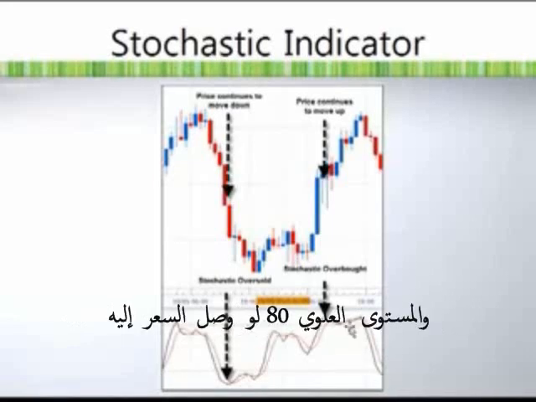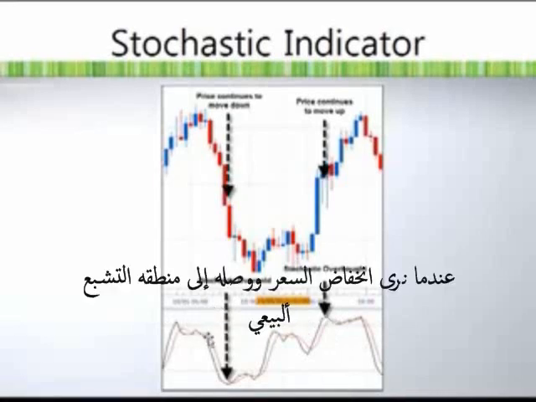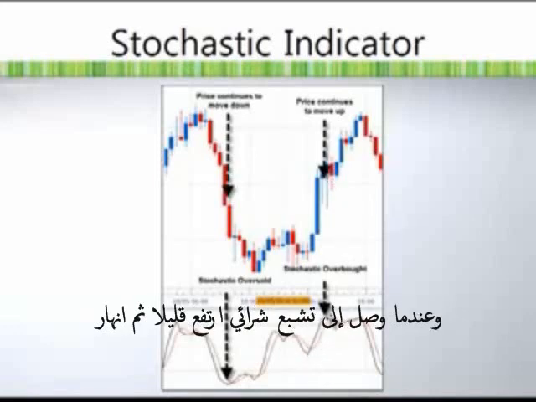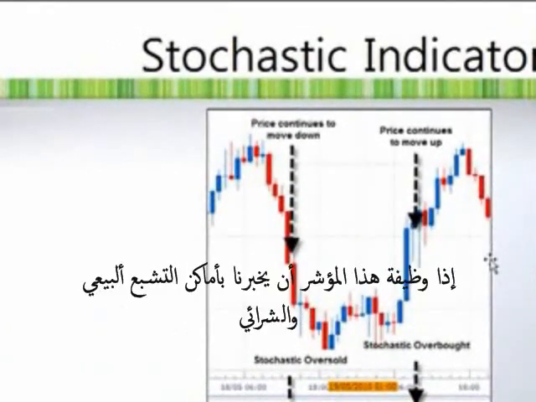Anything higher than 80 is a sign of overbought. You can see when the price moves down, the stochastic moves down, and it gets into the region of oversold. It will usually bounce up. You can see the price bounce up again. And when it gets overbought, it's very likely to move down. You can see it start to move up a little bit, then it collapses. So basically, this indicator helps us to tell whether the market is currently overbought or oversold.